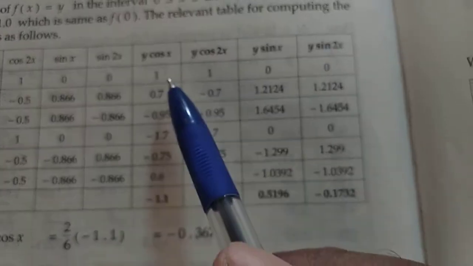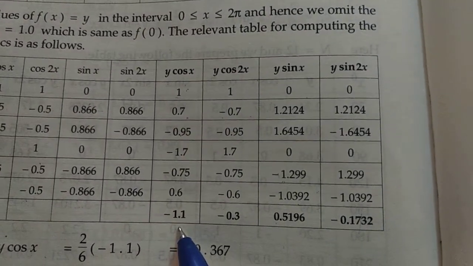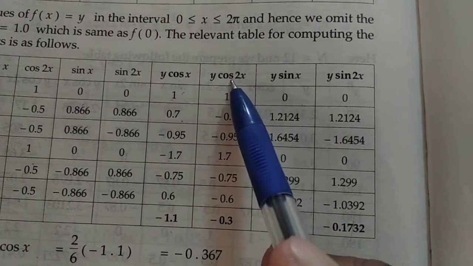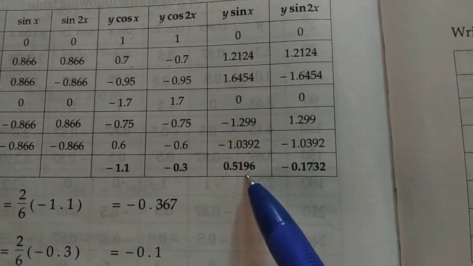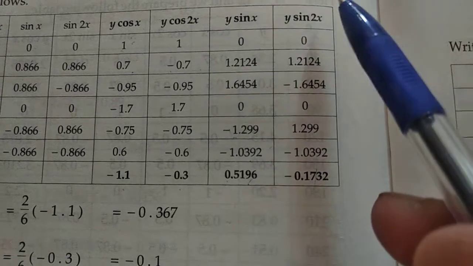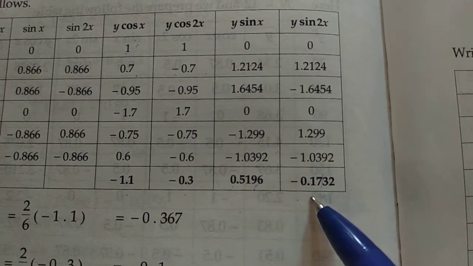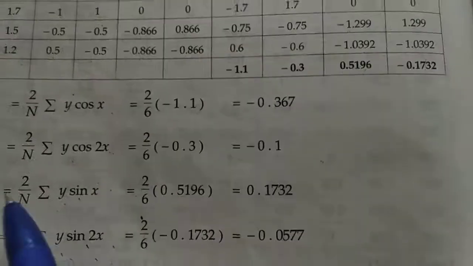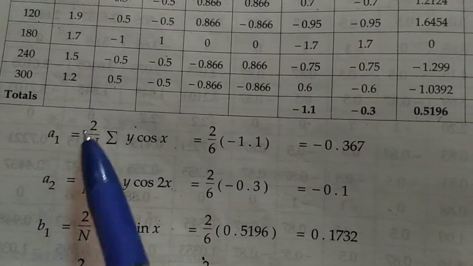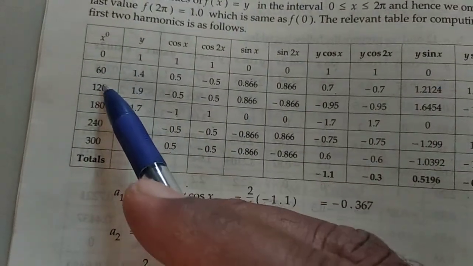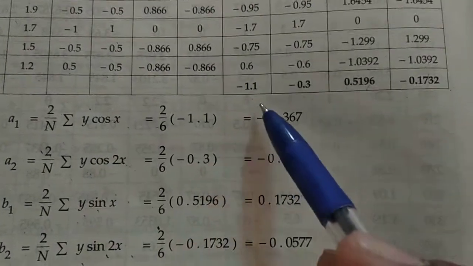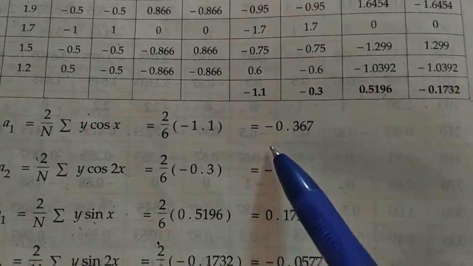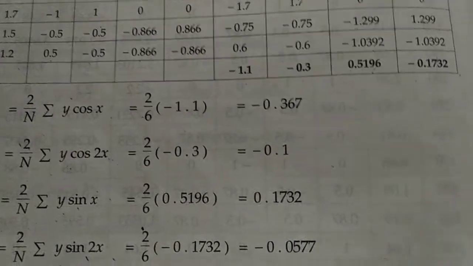So what is the summation of y cos x? Minus 1.1. Summation of y cos 2x? Minus 0.3. Summation of y sin x? 0.5196. Summation of y sin 2x? Minus 0.1732. So now you have to substitute: a1 is equal to 2 by n. So n is equal to what? Number of values: 1, 2, 3, 4, 5, 6. So 2 by 6 into summation of y cos x, minus 1.1. You have to simplify. You will get minus 0.367.